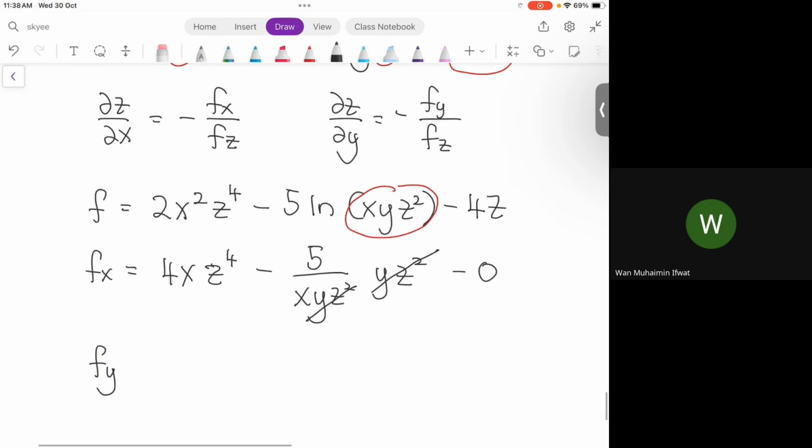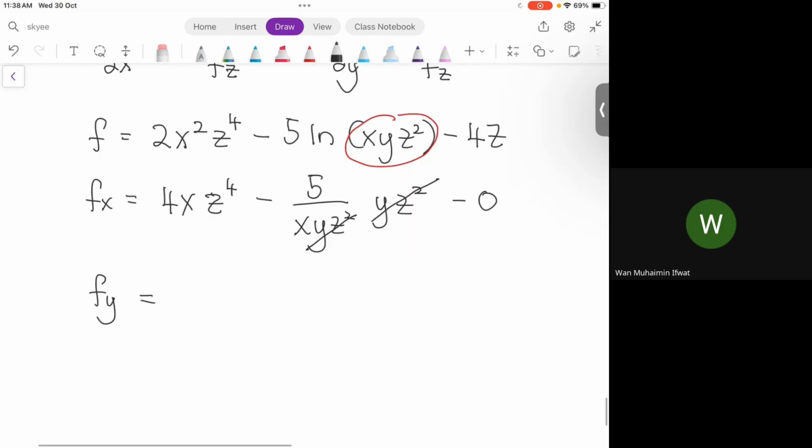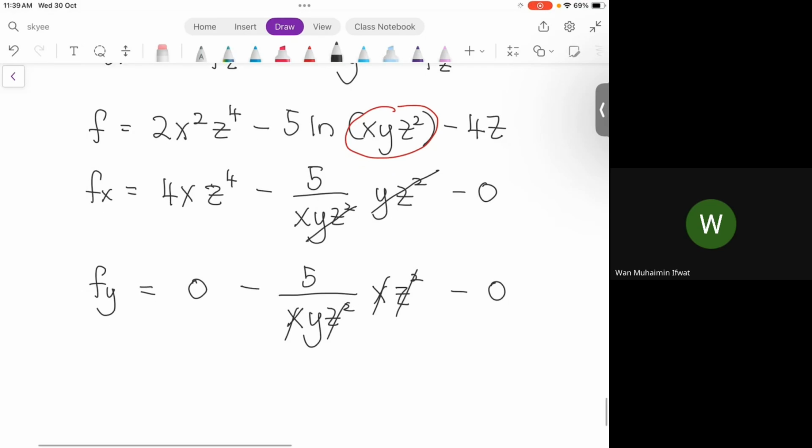Following will be your fy. So let's find the fy. No y, so 0. This one will become negative 5 over xyz squared. Now differentiate with respect to y, you have xz squared, and this one is still 0. So now cancel out the x and the z squared, so you got this.